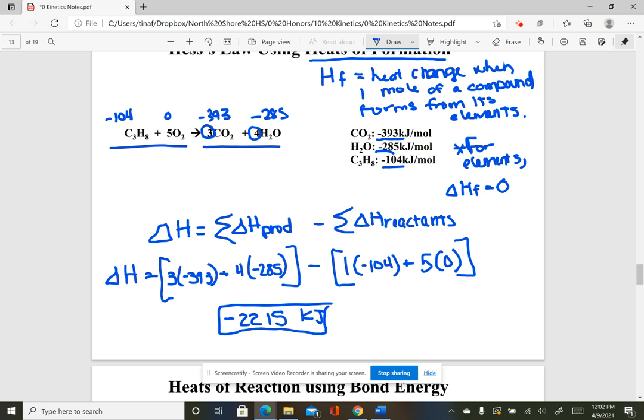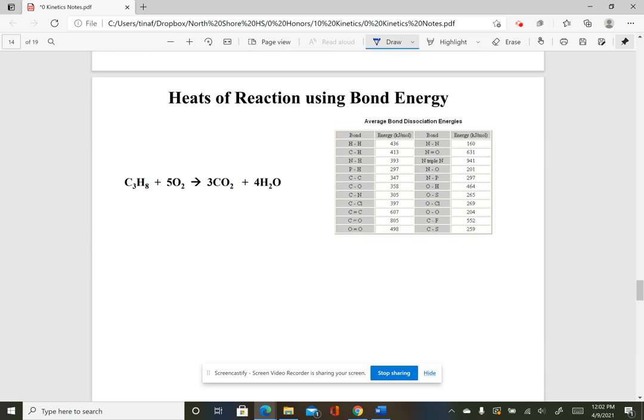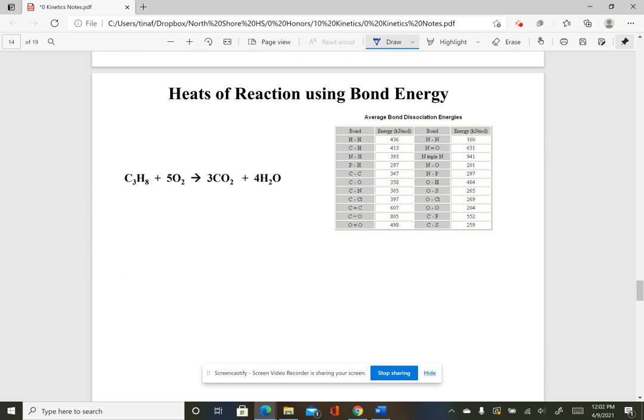All right, now the last possible way you could be asked to find heat of reaction is using bond energy, and this is probably the most frustrating way because you have to know what kinds of bonds are in all of your compounds before you can do a question like this. So you have to draw everything out, and I'll do that with you.